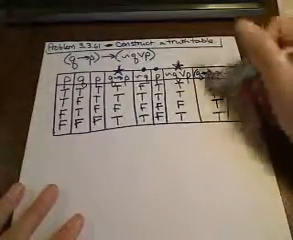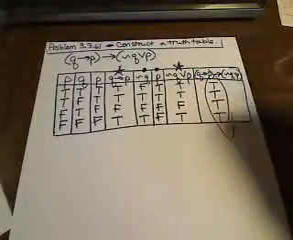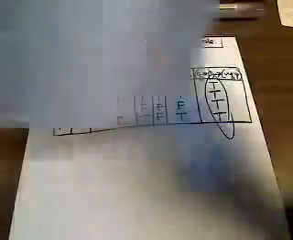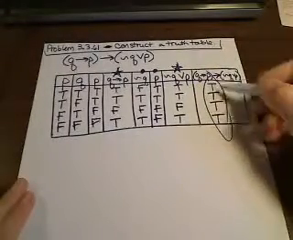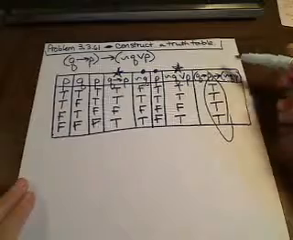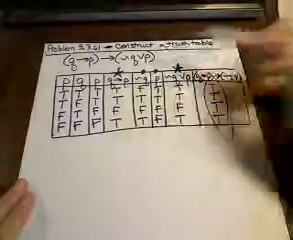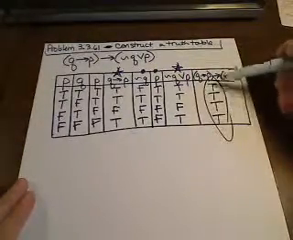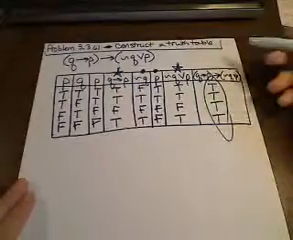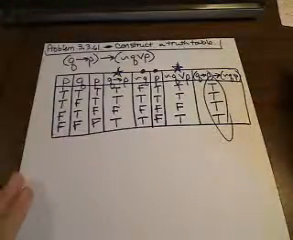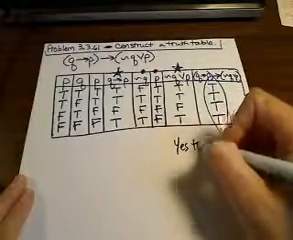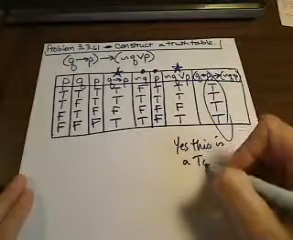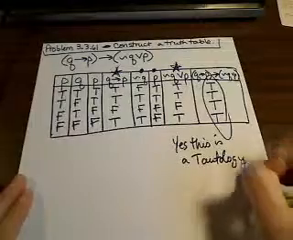Okay, and then they ask you a question here on the last part of this question, they say, is the statement a tautology? And you would answer yes there, because a tautology is when you end up with all true values in the last column after you construct your truth table. If it has all true values, then that's what we call a tautology. Okay, so yes, this is a tautology.